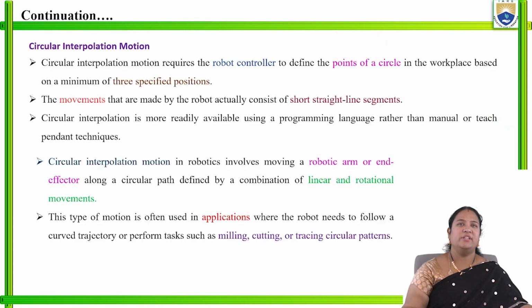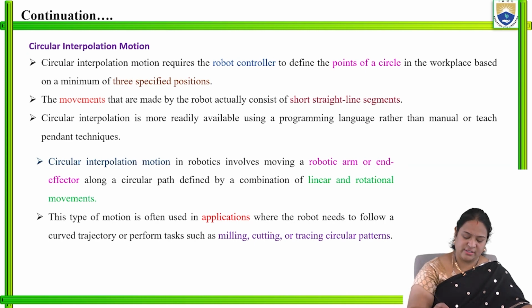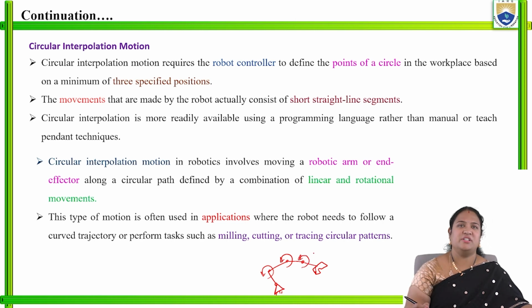Next, moving on to the circular interpolation motion. Circular means what? By the term itself, we can tell the movement of the robot joint will be done in a circular direction, right?